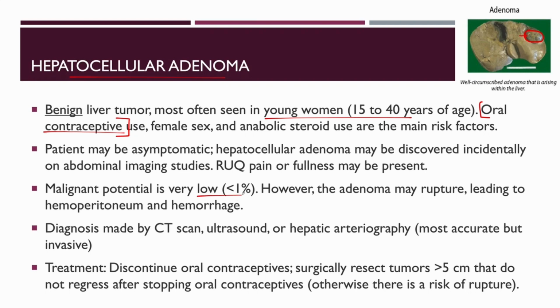It has a very, very low malignant potential, so essentially benign. The only thing that can happen with these adenomas is they can become large and rupture, and they can cause bleeding. We usually make the diagnosis incidentally by CT. We can also see it on ultrasound and then hepatic arteriography, although that is invasive. The main thing that we do, since it's tied to oral contraceptive use, is discontinue oral contraceptives. And then if the tumor is causing significant pain, or if it becomes larger than about 5 centimeters, then we would remove it to help prevent a rupture.